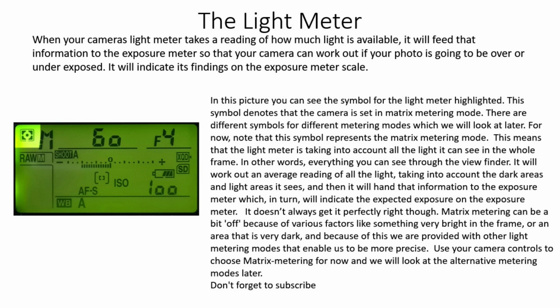Matrix metering can be a bit off because of various factors like something very bright in the frame or an area that is very dark, and because of this we are provided with other light metering modes that enable us to be more precise. Use your camera controls to choose matrix metering for now, and we will look at the alternative metering modes later.